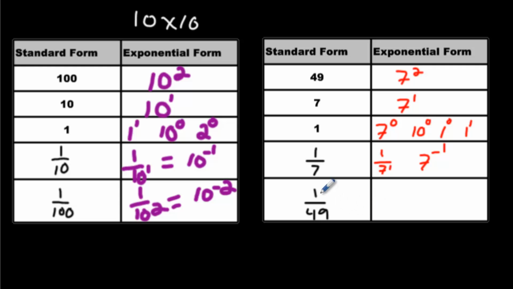The 1 over 49 will become 1 over 7 to the power of 2. That's 1 over 49. We did it right here. 49 is 7 squared. And if we bumped it to the top, it would become 7 to the power of negative 2 over 1, which again we choose not to show.